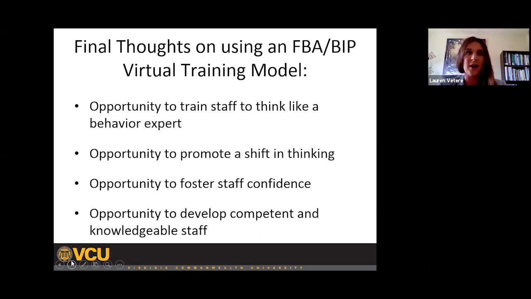Just some final thoughts on virtual training. There's opportunity to train staff to think like behavior experts in a variety of training options that can be conducted online. There's also an opportunity to promote a shift in thinking. Instead of thinking, who do I call when behavior happens, staff will be equipped to deal with the behavior when it happens. And there's an opportunity to foster staff confidence by building classroom and behavior management skills. And lastly, there's an opportunity to develop competent and knowledgeable staff.